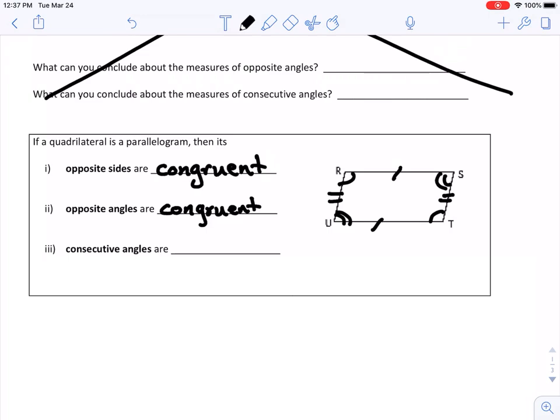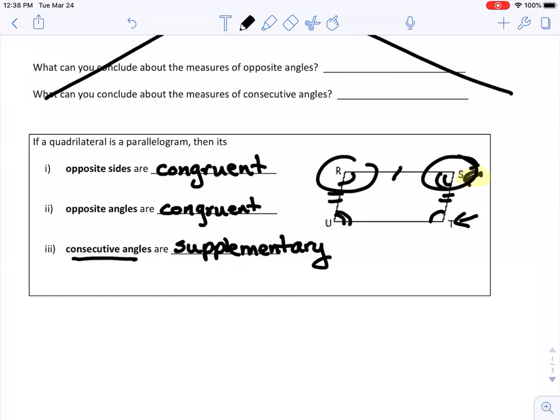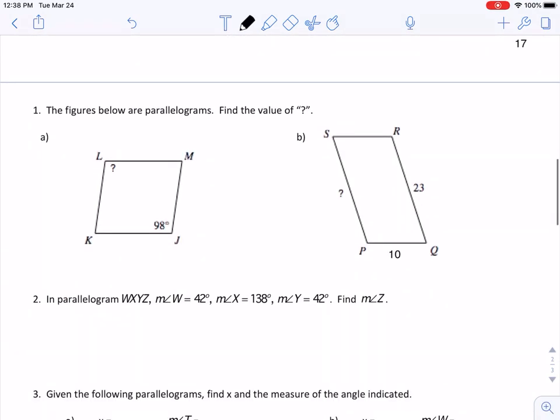And the last property is that consecutive angles are supplementary. If you remember, supplementary means that angles add up to 180 degrees. So consecutive ones are the angles that are next to each other. So that means this angle and this angle, if you add them together, will add up to 180 degrees. If you also take this angle and this angle, those will also add up to 180 degrees. Or you could also take this one and this one, that will also add up to 180 degrees. Okay, let's take a look at a couple examples on the next page.